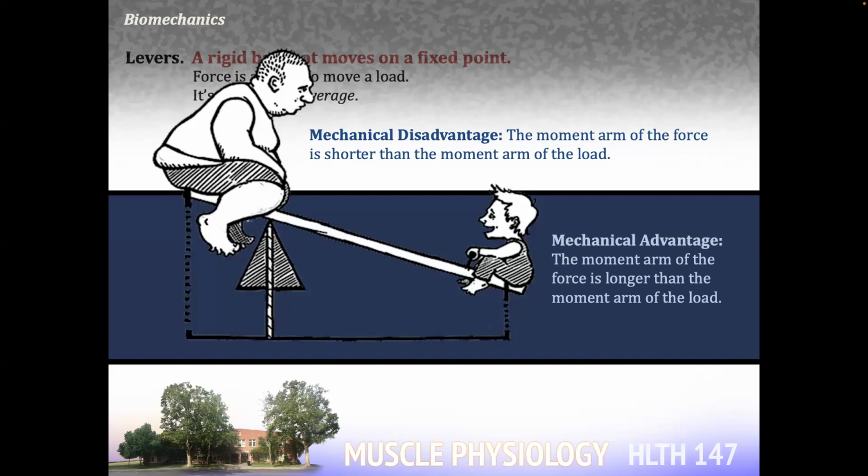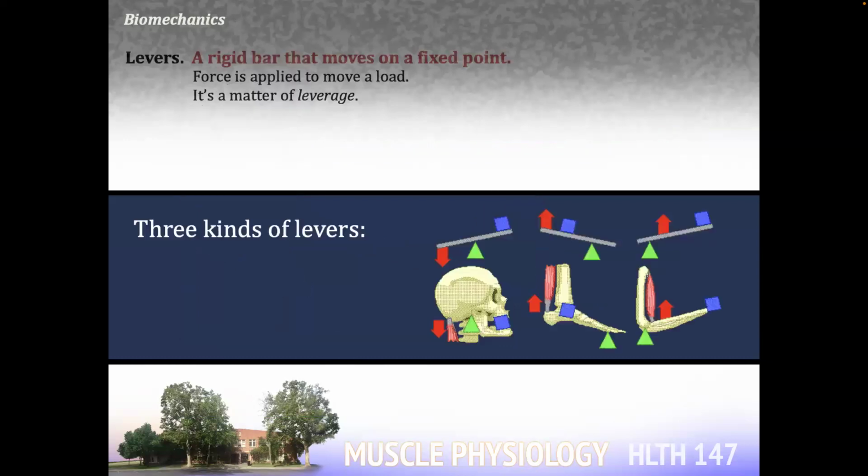So a mechanical advantage is a ratio of moment arms in which the moment arm of the force or the muscle is longer than the moment arm of the resistance or the load. So that's how little Beavis is able to lift the big Dursley despite weighing less. His moment arm is just longer. That's all there is.